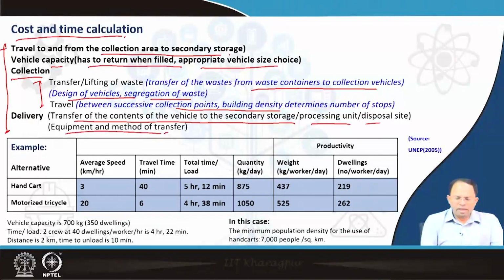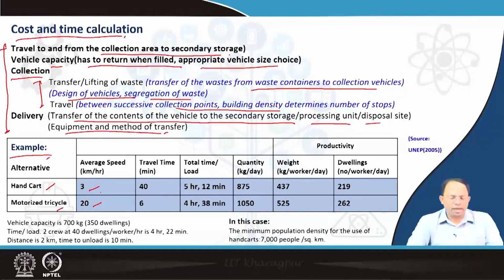So you can see over here we have considered two alternatives. One is a hand cart, another is a motorized tricycle. Which one should we use in an area? So this is just an example, not any rule, just an example to show you the difference. The speed of a hand cart is around 3 kilometers per hour because you have to push it, whereas a motorized tricycle is around 20 kilometers per hour.